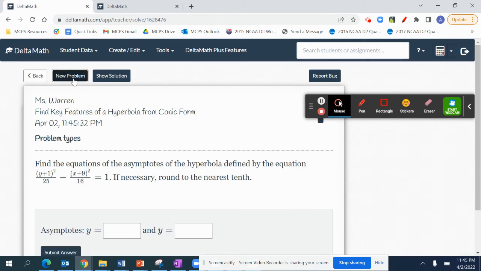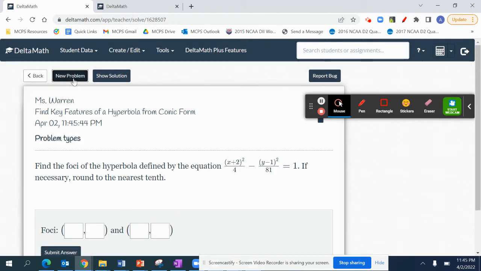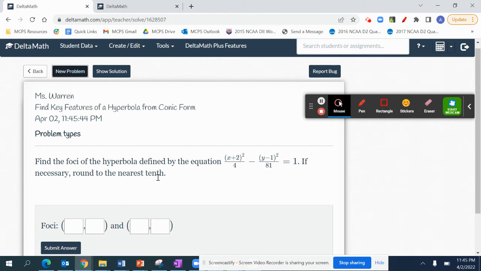I said this in the instructions, but if you get to an asymptote one, you can skip that. It's good practice. We've done equations of lines, but you won't be held responsible for that this unit. Okay, let's do this with the foci because this one will come out with a decimal answer.